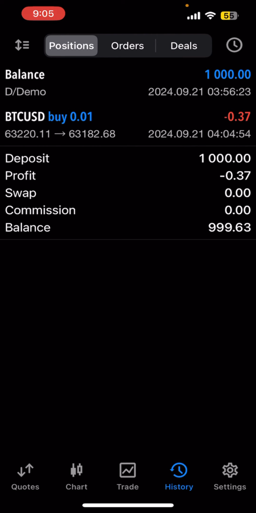The swap fee is for holding over the weekend. The commission is if they don't take spreads. Spreads is how much a broker takes for placing a trade. Don't read too much into it. We don't have commission accounts, so that will always remain at zero, and the balance is how much money I have now. So I lost 37 cents, I have 99.63, and that's basically it.